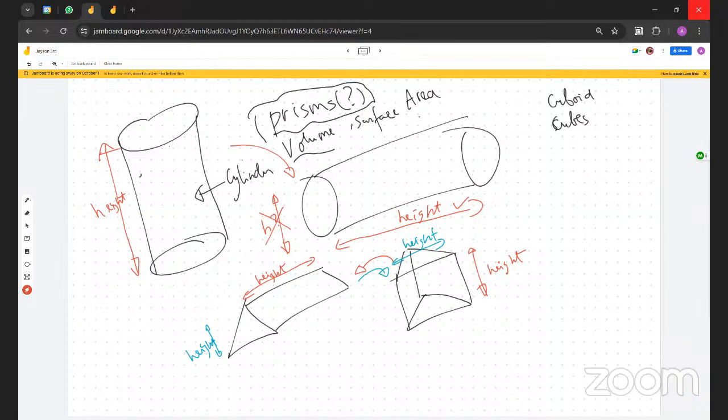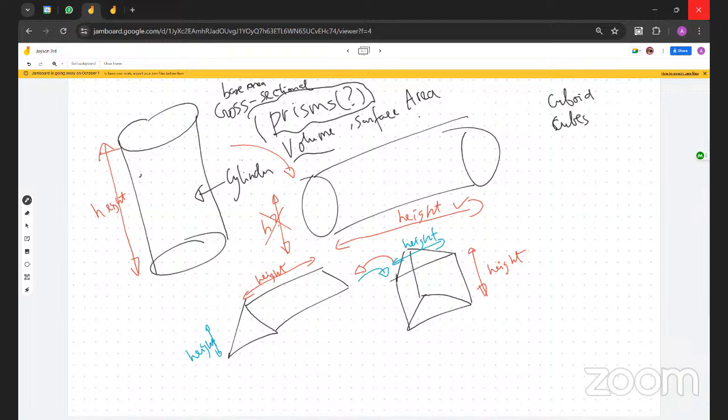Now, here's the secret about prisms. I'll tell you the secret now. The secret about prisms is not the height. The secret of prisms is what you call the cross-sectional area. It's a very fancy term. They also don't use this term, they use the term base area. Base area is also a very dangerous term. I'll show you later why. But I'll use what I think is the better term, cross-sectional area.